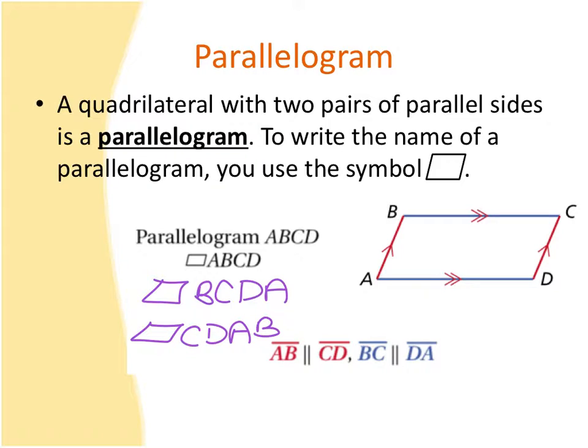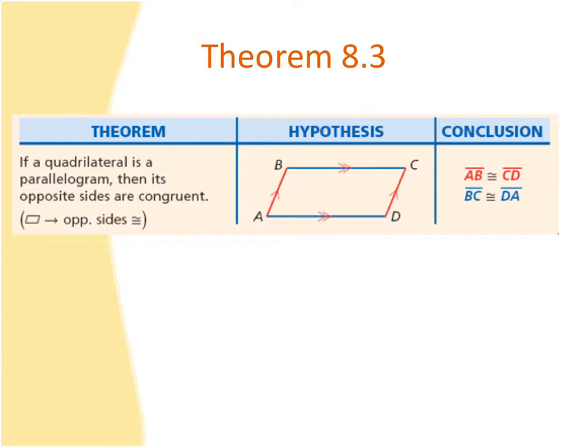So by definition, a parallelogram has opposite sides parallel. So as soon as I say this is a parallelogram, you should be able to tell me that AB is parallel to CD and BC is parallel to DA. Okay, so these are theorems, but really just think of them as properties of parallelograms. Don't get all up in your head about a theorem, okay?